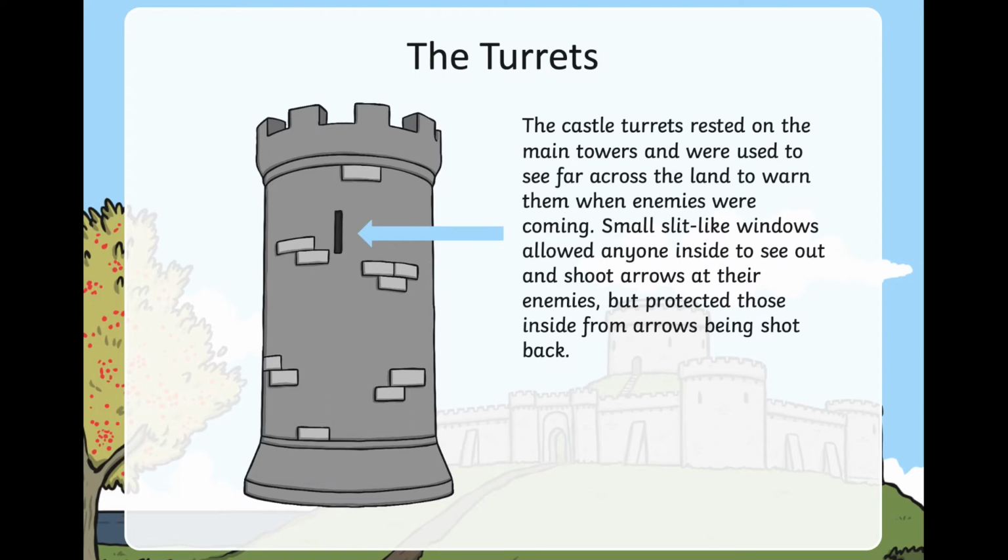The turrets. The castle turrets rested on the main towers and were used to see far across the land to warn them when enemies were coming. Small slit-like windows allowed anyone inside to see out and shoot arrows at their enemies, but protected those inside from arrows being shot back. These are like our arrow slits, aren't they?